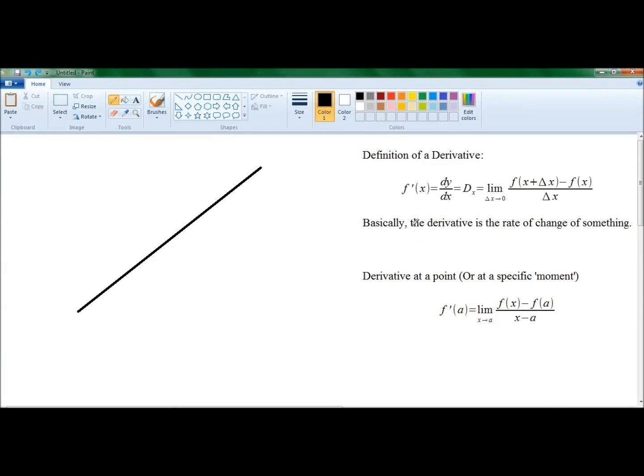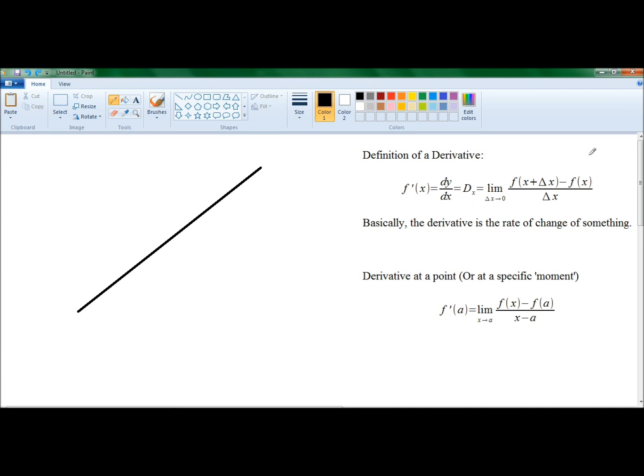Hi everyone. So what the derivative basically is, it's a rate of change of something. Now you may be thinking, hey Ryan, that sounds kind of familiar. In fact, it sounds an awful lot like slope. And you would actually be right. Because what the derivative basically is, it's a slope at a particular point of a function.